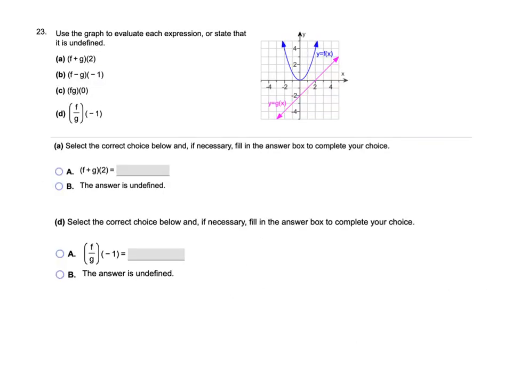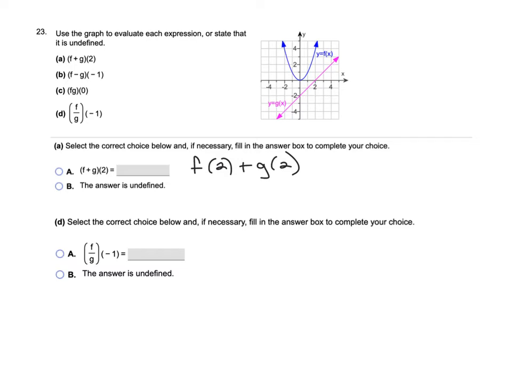Okay, for 23, obviously this has 4 parts, but I'm just going to do A and D just for time's sake. Here we're continuing what we've been doing. It's just using a graph this time. So we're looking for f plus g of 2. That's f of 2 plus g of 2. We just want to find each of these separately and then we'll add them together.